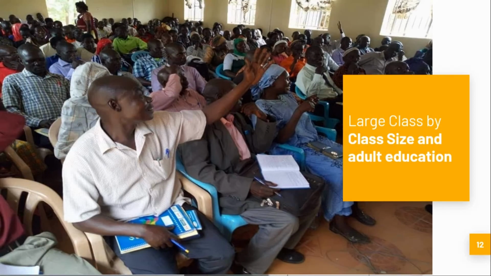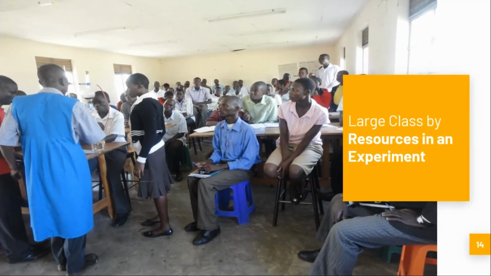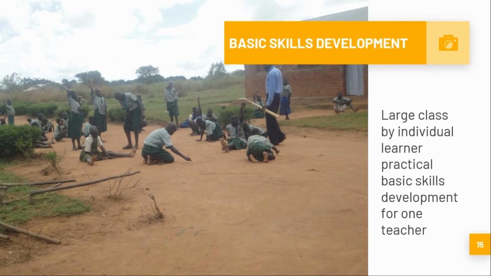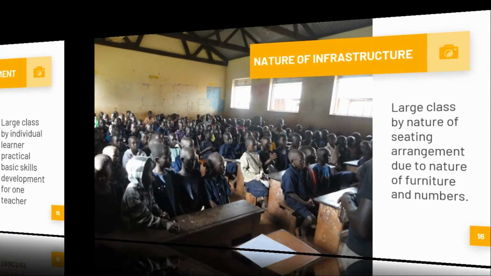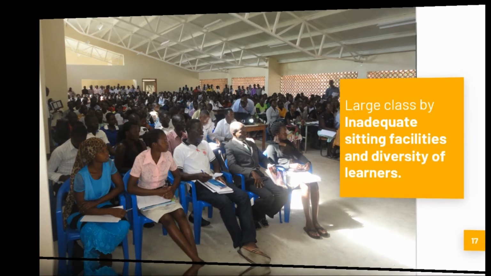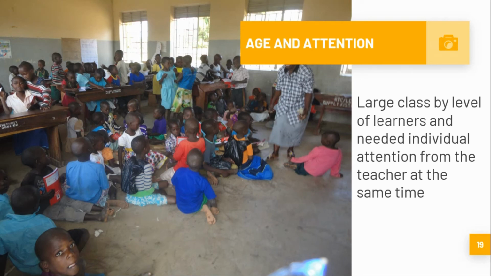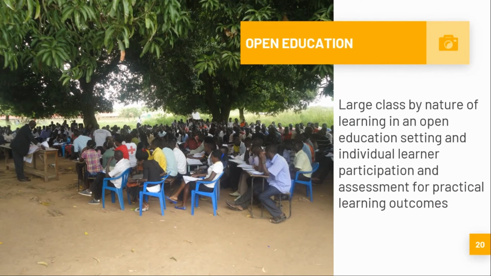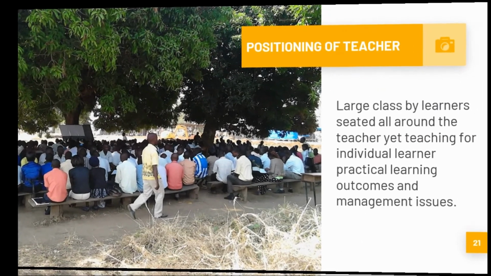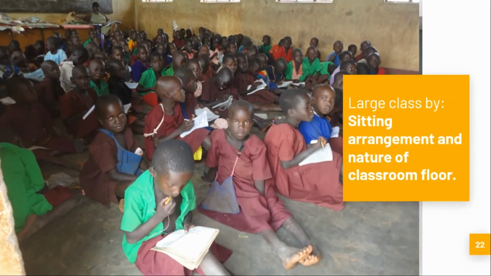Look at these scenarios for a large class. Number 1 is class size and adult education. Scenario 2, learner-teacher ratio. Scenario 3, resources in an experiment. Number 4, basic skills development. Number 5, nature of infrastructure. 6, inadequate seating facilities and diversity of learners. 7, inadequate participation and view. 8, age and attention. 9, open education outside the forums. Positions of a teacher in terms of a classroom, open education also matters. And finally, the seating arrangement and nature of the classroom.